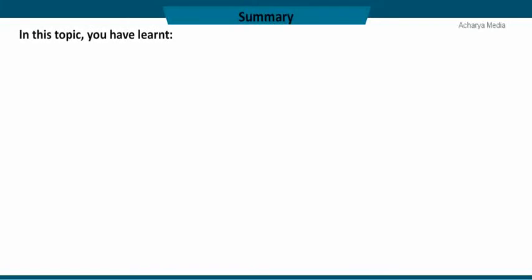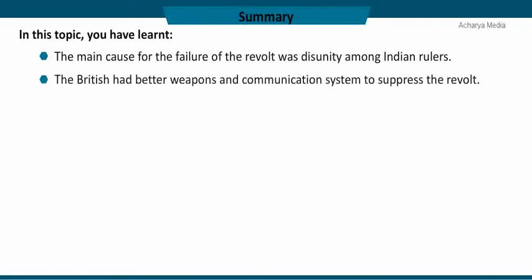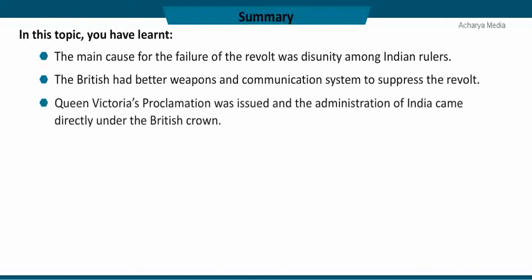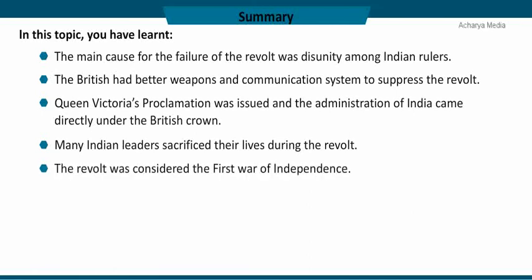In this topic, you have learned the main cause for the failure of the revolt was disunity among Indian rulers. The British had better weapons and communication system to suppress the revolt. Queen Victoria's proclamation was issued and the administration of India came directly under the British Crown. Many Indian leaders sacrificed their lives during the revolt. The revolt was considered the first war of independence.